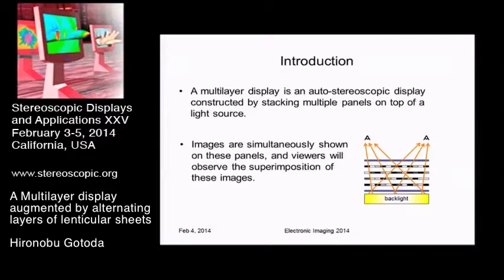Some of you are already familiar with multilayer displays, but just to refresh your memory, a multilayer display is a stereoscopic display constructed by stacking multiple panels on top of a light source. Images are simultaneously shown on these panels, and viewers observe the superimposition of these images.